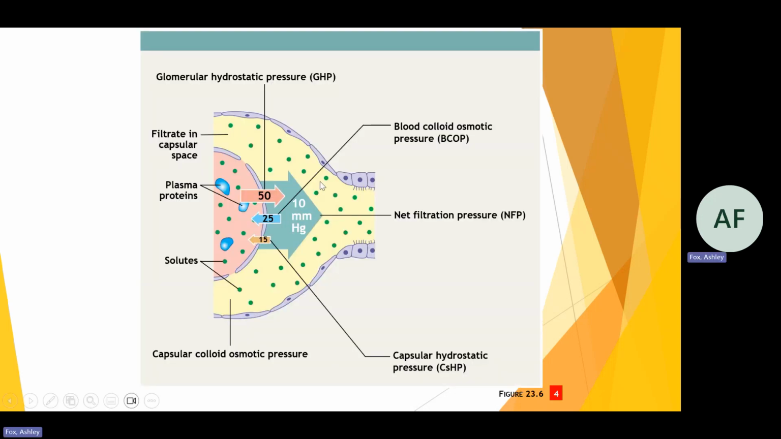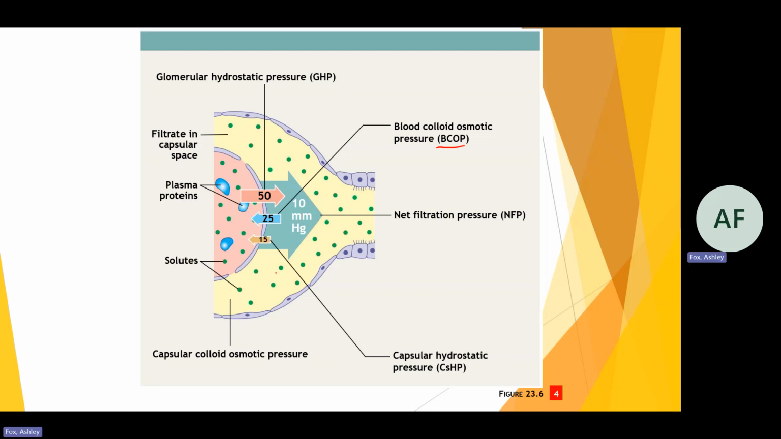So this is just a larger picture of looking at this. We have our plasma proteins inside our glomerulus, and that is going to be calling water back. It's saying, come back, water, come back. And that's causing the blood colloid osmotic pressure. Water's like, oh, these are really large solutes, they want to stay with it. So blood colloid osmotic pressure is an opposing force. In this instance, it's 25. Before we said 30. The numbers aren't important, just knowing directions is.